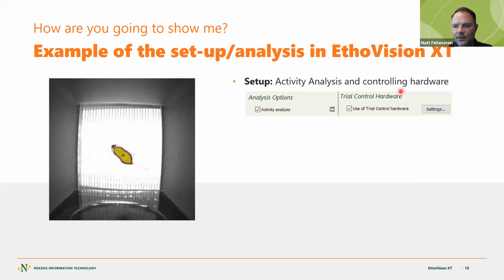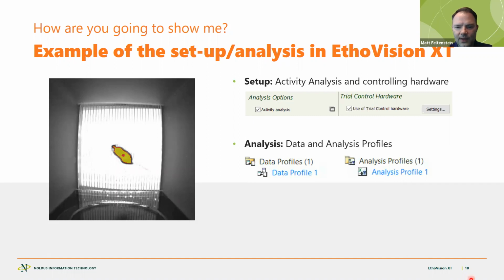And also using the trial control hardware module that's in the software. Essentially this allows you to control the hardware when you want to turn the light on, the tone on, the shock on, the white noise, etc. And again, that goes back to the touchscreen. You tell it which inputs you want to use, and then EthoVision can talk to those inputs and turn things on and off as you wish.